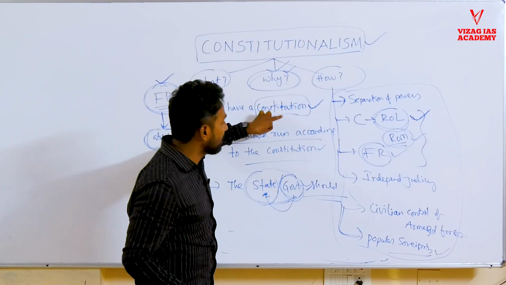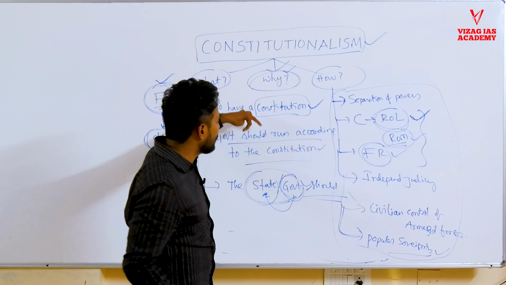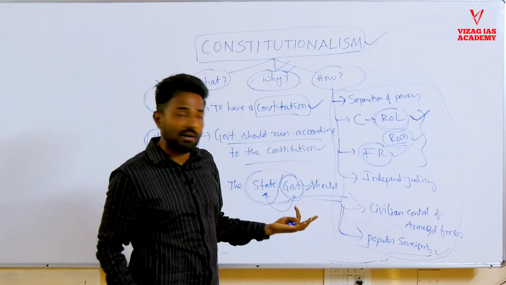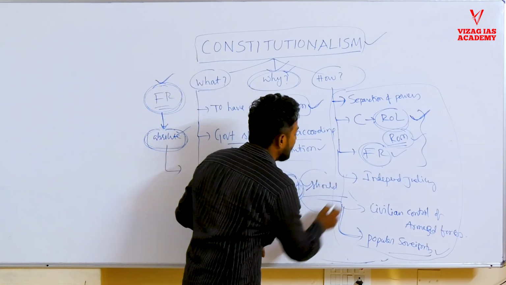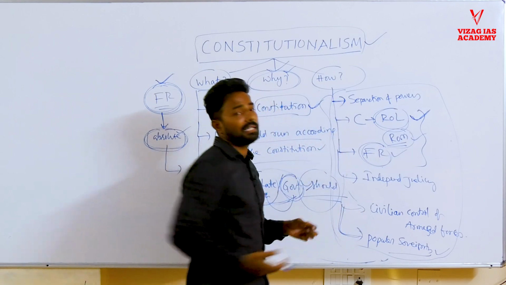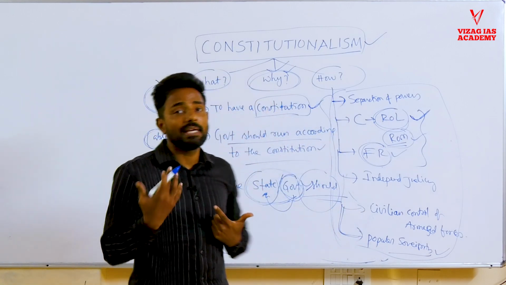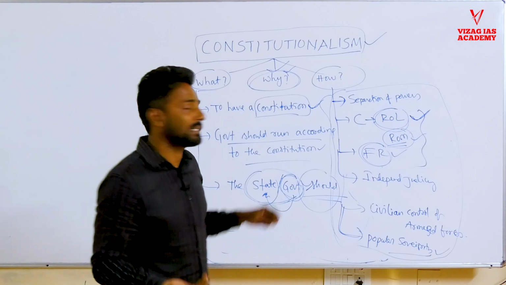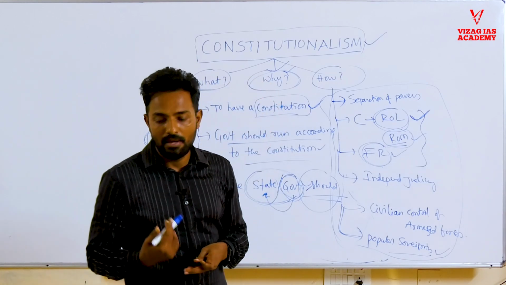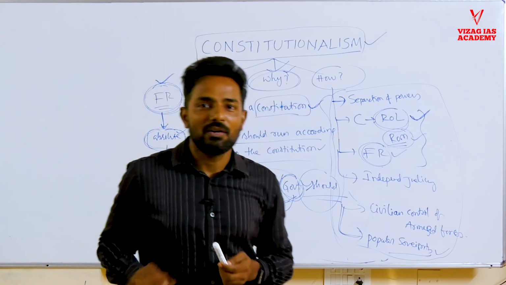Not only should there be a constitution, and not only should there be a constitutionally run government, but it should have limited powers and follow all these basic principles. Then only we can say there is constitutionalism in any particular country. With this, I am concluding the topic of constitutionalism.